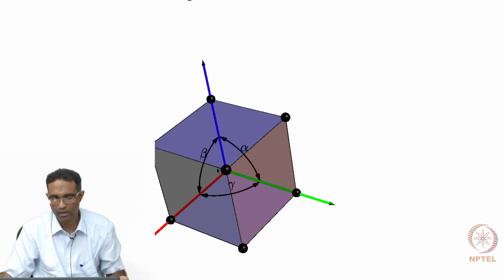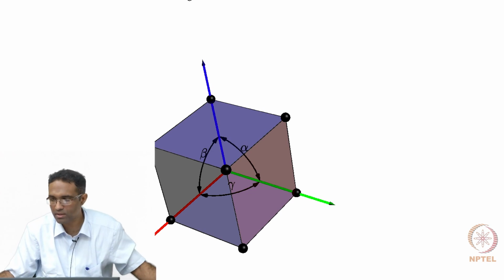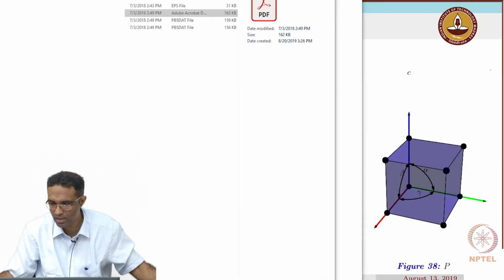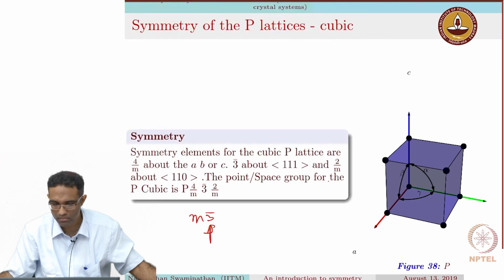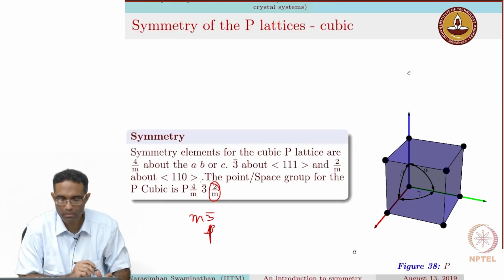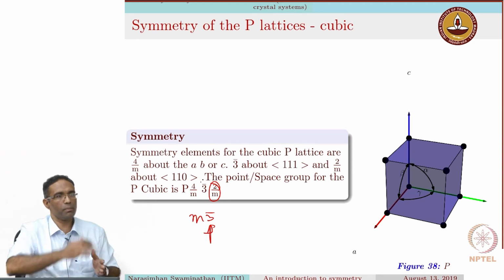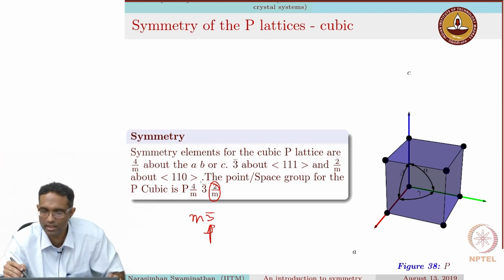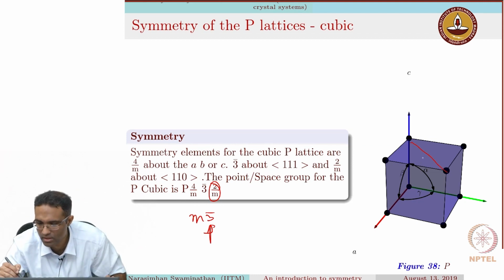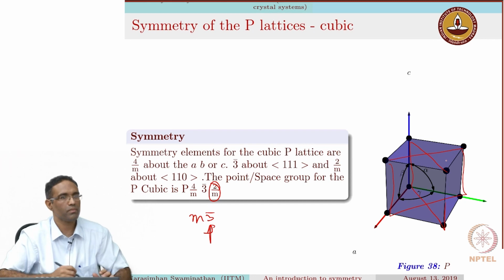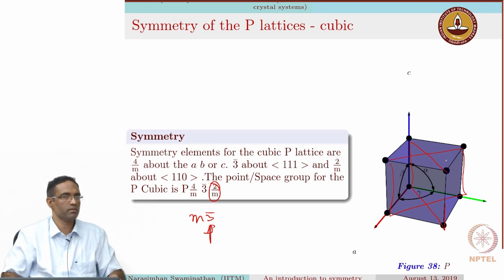The next symmetry element that is present in the cubic system is a 2 over m, which is about the 1 1 0 directions. That means a 2-fold rotation axis along the 1 1 0 direction, and perpendicular to it there is a mirror. So that's basically these, right? These are the mirrors. There are mirrors there. Can you see it?